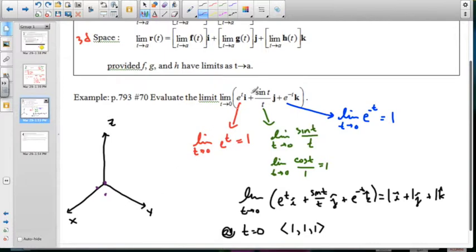And so you can kind of picture that this terminal point, as t changes with respect to time, is going to start to float away from that value.